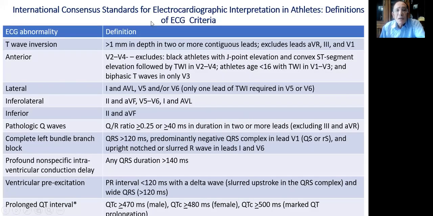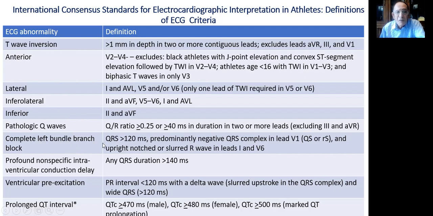International consensus standards for ECG interpretation in athletes. Definition: T wave inversion means inversion more than 1 millimeter in 2 or more contiguous leads. Anterior V2 to V4, excluding black athletes and the young. Lateral in lead 1, AVL, V5 and V6. Inferolateral: 2 and AVF and V5, V6 and lead 1 and AVL. Inferior: 2 and AVF. Pathologic Q waves more than 0.25 millimeter or more than 40 millisecond or more than 1/3 of its R.